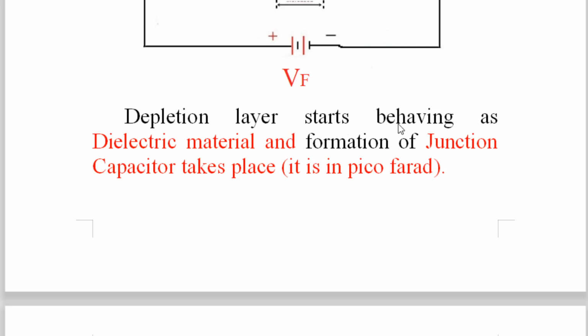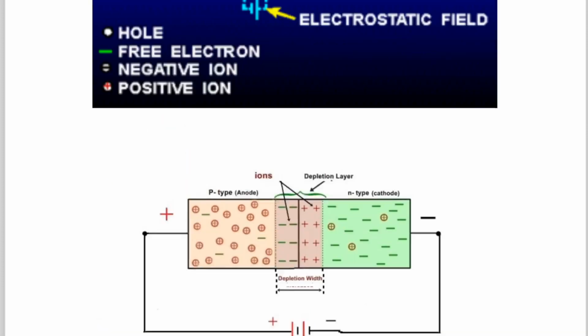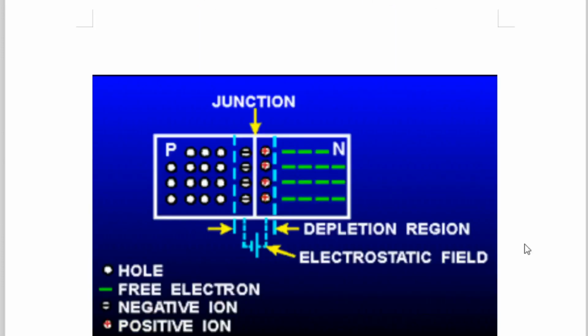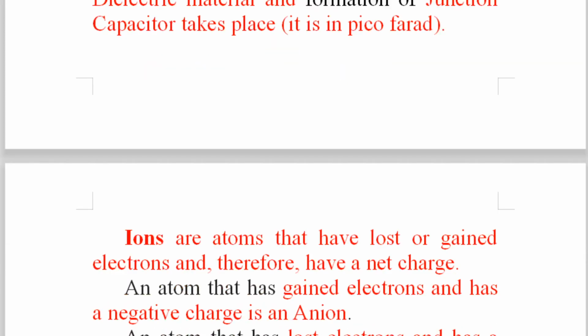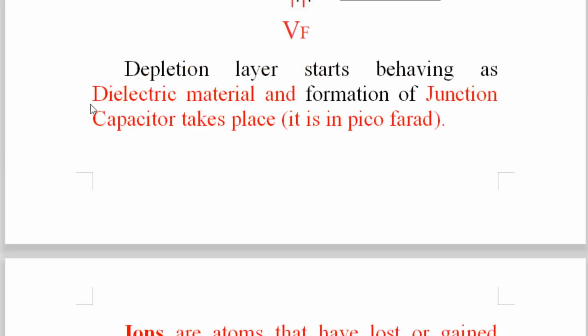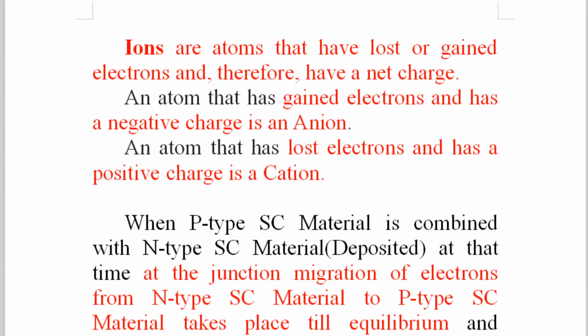The depletion layer starts behaving as a dielectric material, and formation of a junction capacitor takes place. It doesn't matter, this is very small, in the picofarad range. The junction capacitor forms because the right hand side and left hand side materials start acting as plates. Now here, in short, the theory is given.